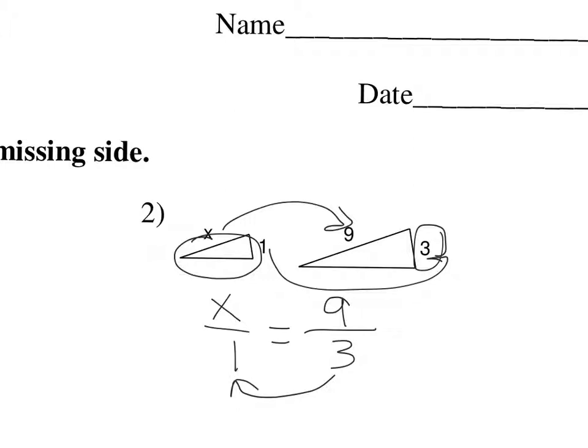Alright, I know that 1 times 3 is going to give me 3, so then I got to figure out, okay, if 1 times 3 gives me 3, 9 divided by 3, because I'm going the other way, is going to give me 3. So x in this case is equal to 3.